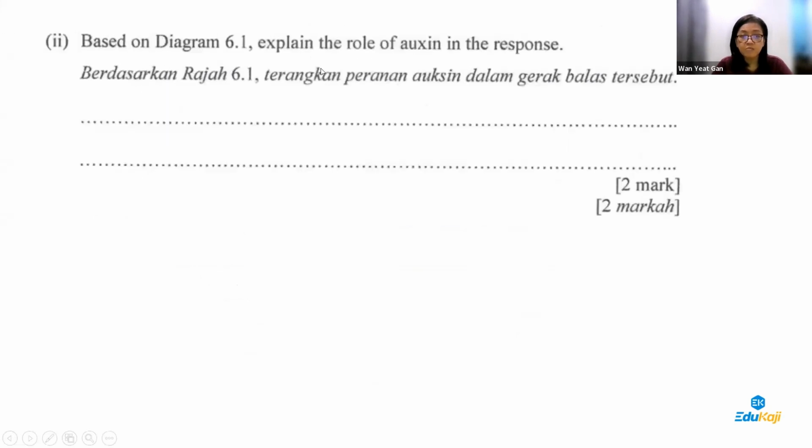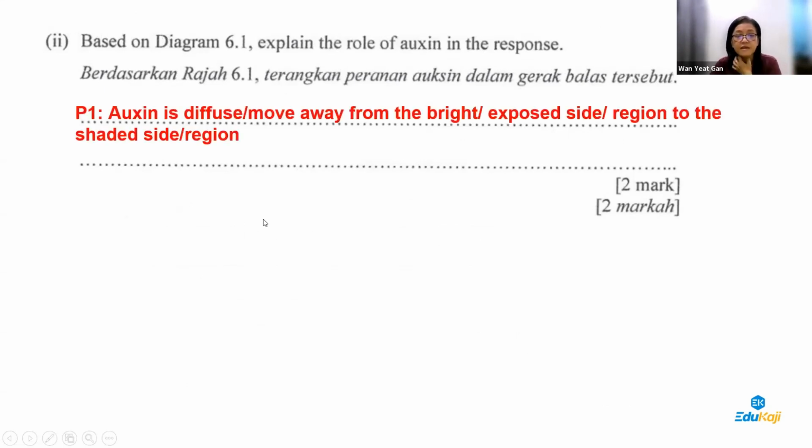Based on diagram 6.1, explain the role of auxin in this response. So auxin is a hormone that causes the elongation of stem. In this case here, since the light is coming from one direction, auxin will move away from the exposed side to the shaded side.